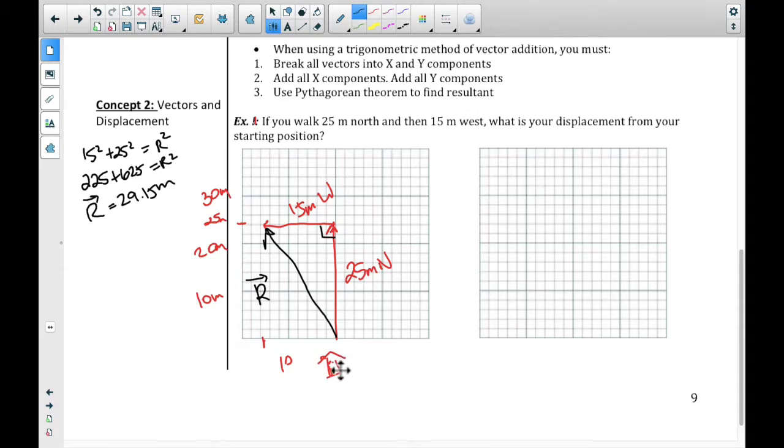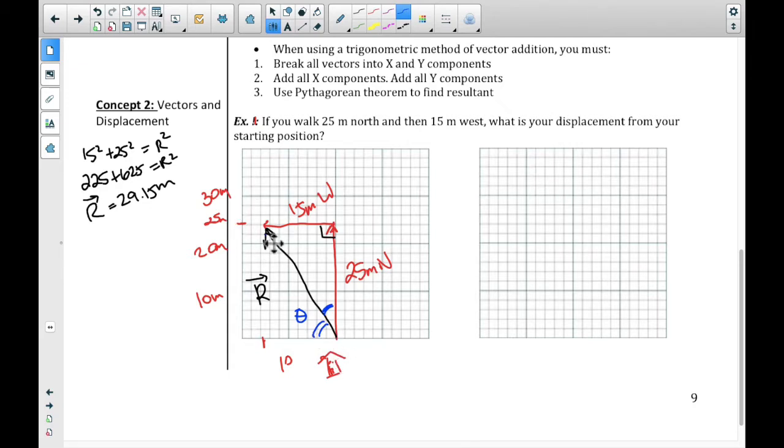Now, another question might be, what angle is that at? That's something else that we do need to consider. Going back to our trig, we need to think about what angle that is, and how we are going to describe it, because we could describe it from this direction, or we could describe it from this direction. I'm kind of inclined to use this one. To do that one, that's going to look to me like a tangent.